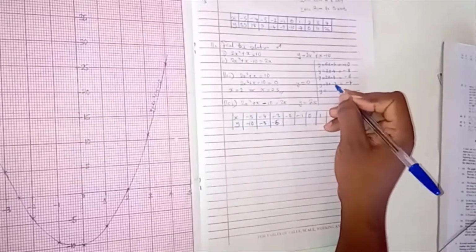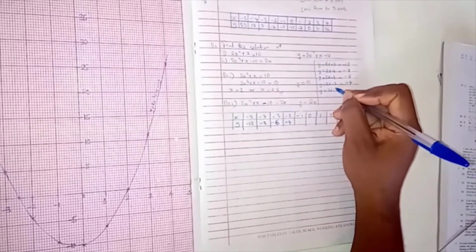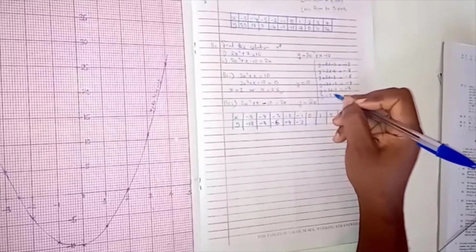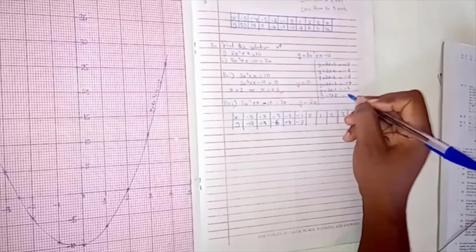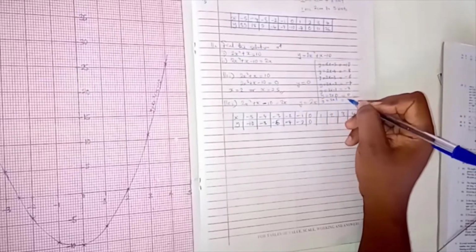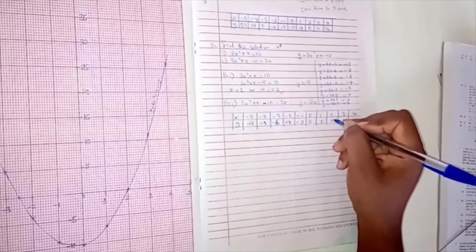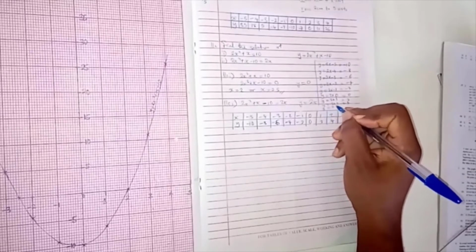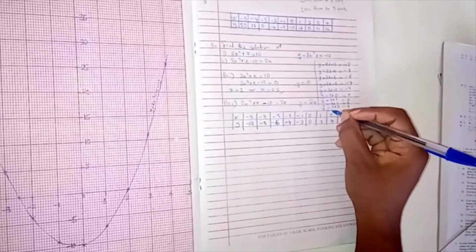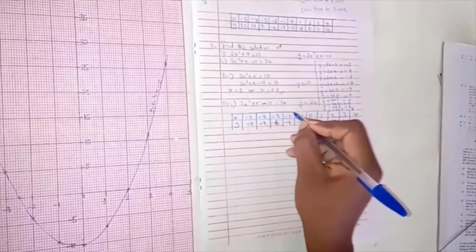Okay, 2 times minus 2, we have a minus 4. And here we have 2 times minus 1, we're going to have a minus 2. So we put a minus 2 here. And here we have 2 times 0, we have 0. We have y equals 2 times 1, we have a 2 here. Y is equal to 2 times 2, we are going to have a 4. Y equal to 2 times 3, we're going to have a 6. And finally, y equal to 2 times 4, we're going to have 8. So this is our table.